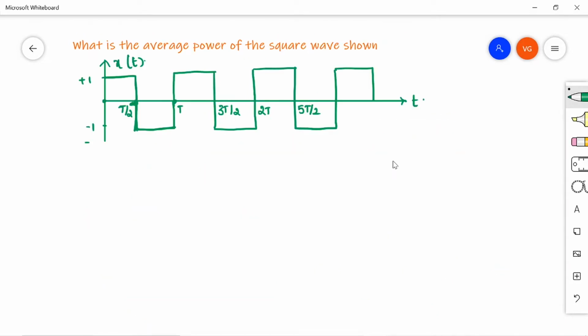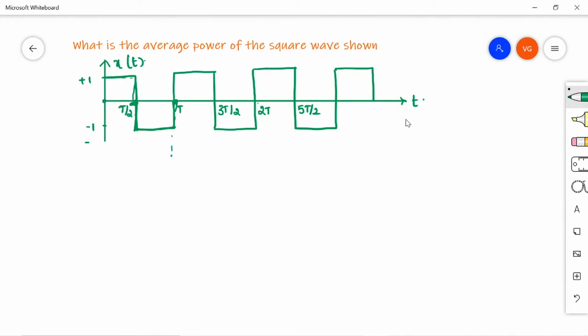The second question that I am going to discuss here is, what is the average power of the square wave shown? So here you are given with a square wave. First of all, we need to define the square wave here. It's a continuous time square wave given. So, to calculate the average power, the signal has to be defined for one period. See here, one cycle, this is one cycle from 0 to T.